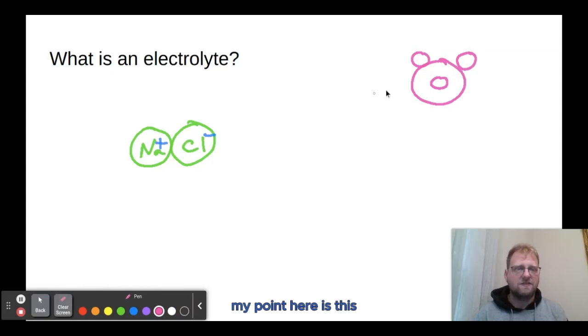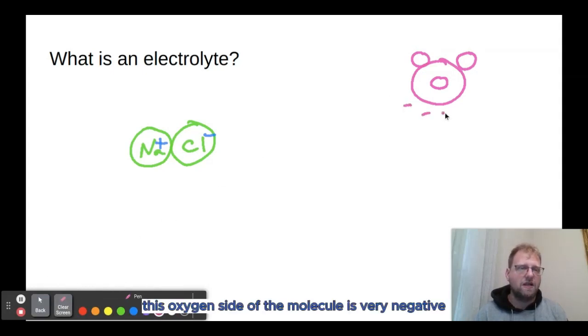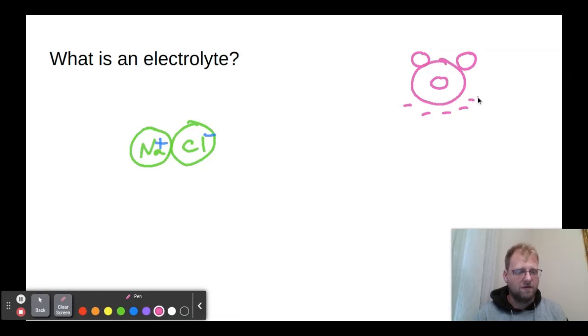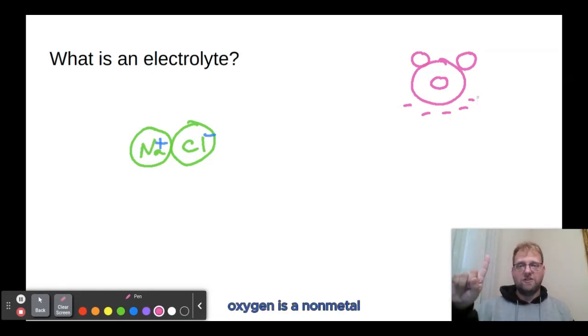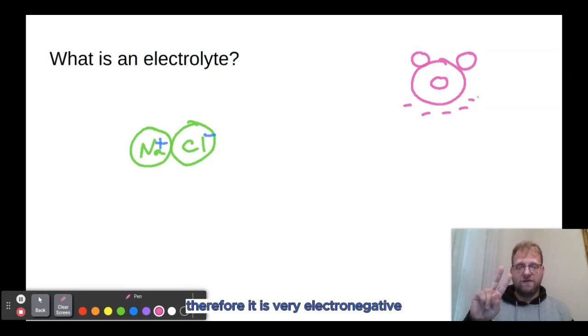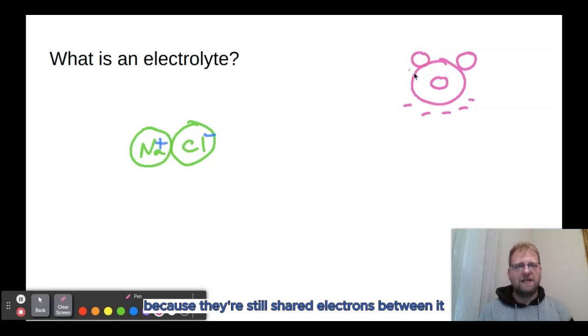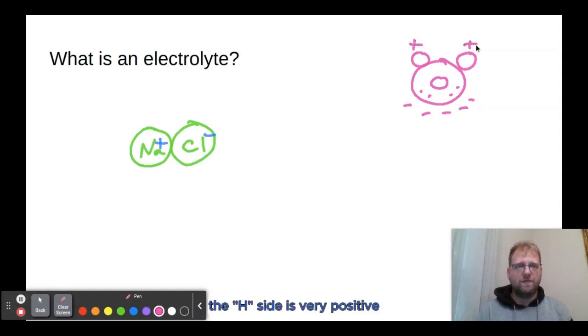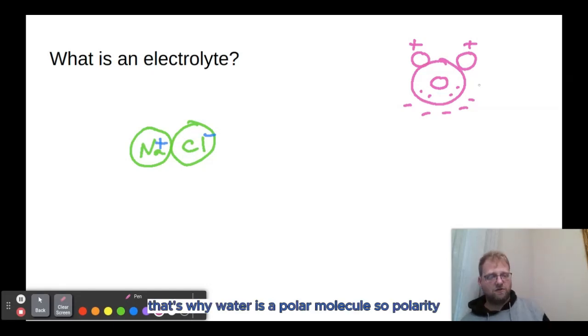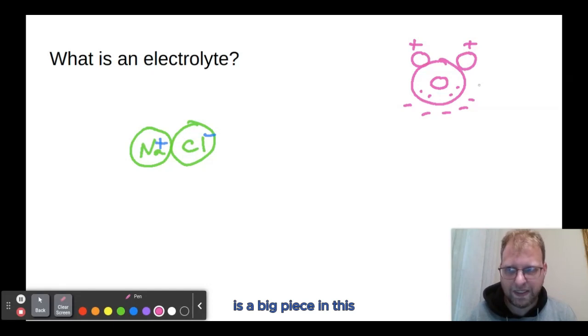My point here is this. This oxygen side of the molecule is very negative. Why is that? Oxygen is a nonmetal. Therefore, it is very electronegative. Therefore, it is attracting the shared electrons, because there's still shared electrons between it and hydrogen, closer to itself. Compound that with the fact that there are two unshared pairs of electrons, which I've just drawn here, and the O side of a water molecule is very negative. The H side is very positive. That's why water is a polar molecule. So polarity is a big piece in this.